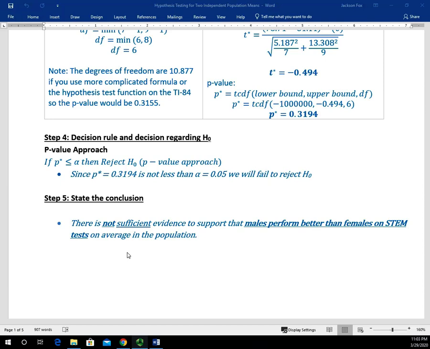Hopefully that gives you enough information to understand hypothesis testing for two independent population means using the Unpooled T Test. Later on, we'll take a look at what we do when we have two dependent samples and some other situations as well.